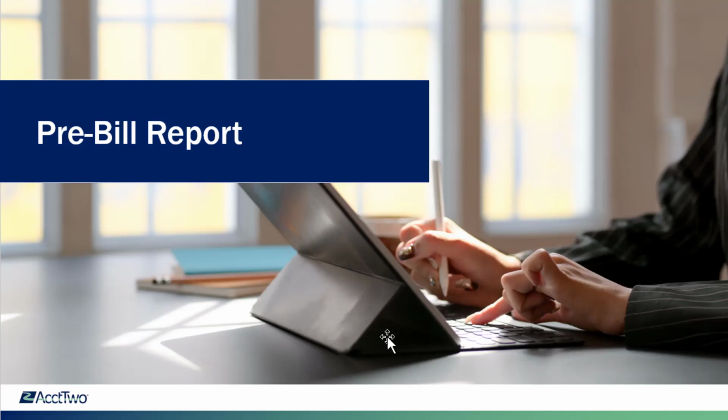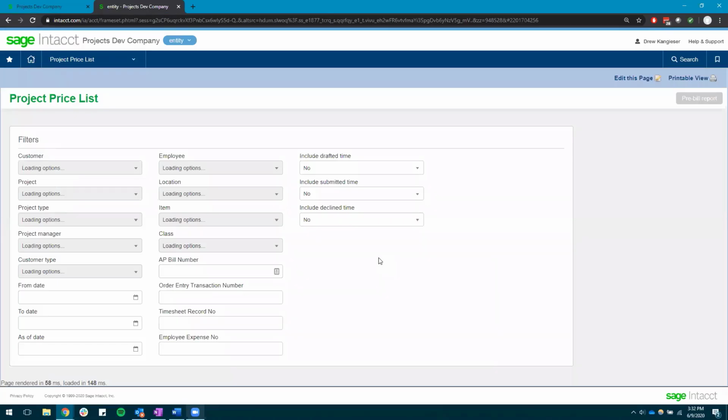You'll be able to run a pre-bill report at any point in time that will demonstrate what is available to be billed. As soon as the project is set up and assigned to the appropriate price list, I'm able to come in here and run this report to see everything available for billing today by project type, project manager, customer type, customer, and so on, with all the filters we have available. I'm also able to run this for a specific range of time with a from date and a to date.